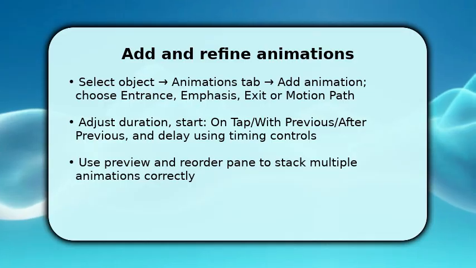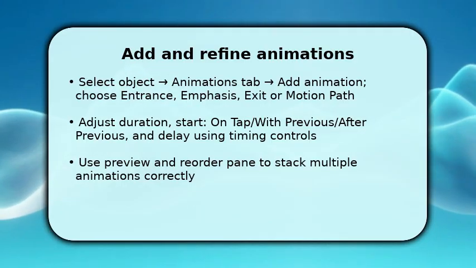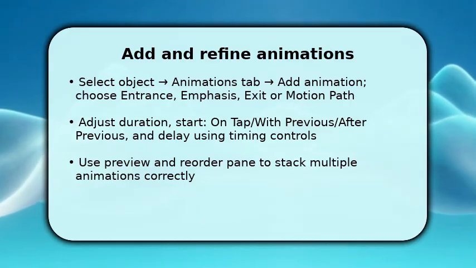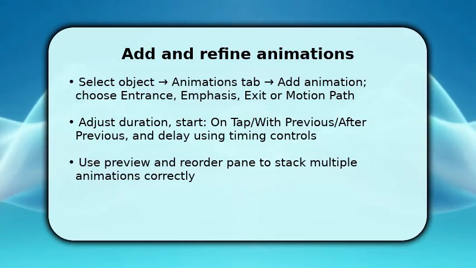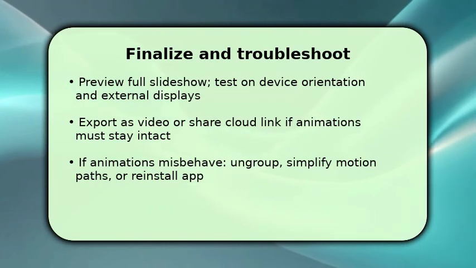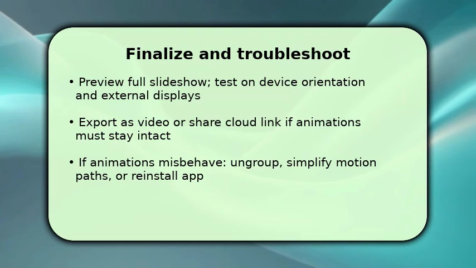Use Preview to watch the motion, and open the Animation Order pane to reorder or group effects, so they play in the sequence you intend. Finish by previewing the full slideshow on your mobile device to confirm timing and transitions feel right.